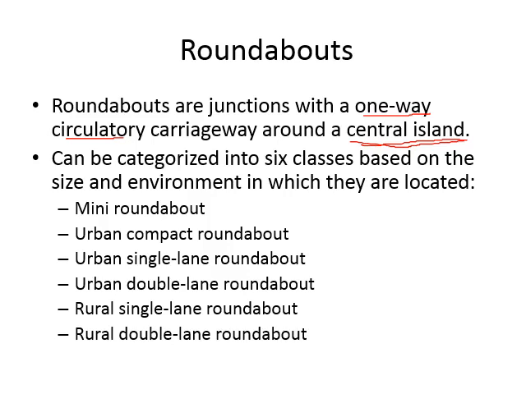Now according to the size of the roundabout and the environment in which it is provided, the location in which it is provided, you can divide it into six categories. So we have mini roundabout, urban compact, urban single lane, urban double lane, rural single lane, and rural double lane. So you can see the location is mentioned here. It can be urban or rural, and the size is again mentioned: mini, compact, single lane, double lane. So obviously double lane will be bigger than single lane, and so on.